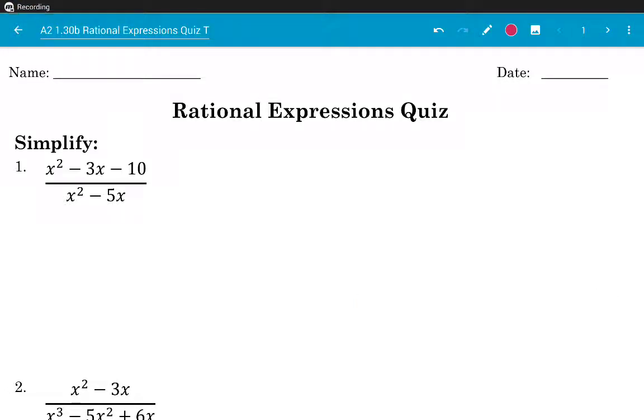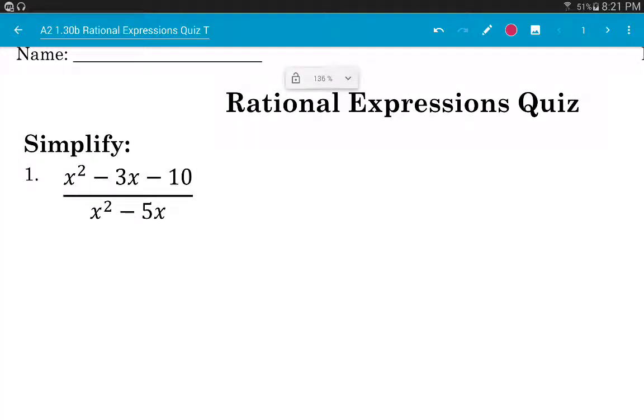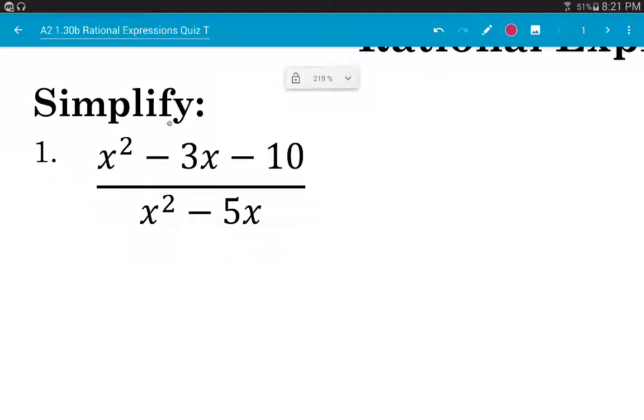Okay, here's a video reviewing the rational expressions quiz, which is the upcoming retake. In order to simplify rational expressions, essentially all I have to do is factor and then cross out things that are alike. So in order to factor the numerator here, I'm going to do double bubble factoring.